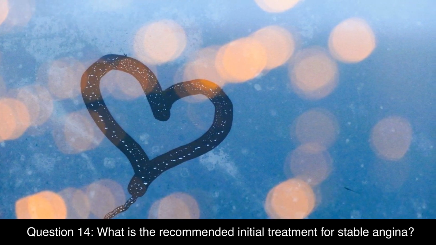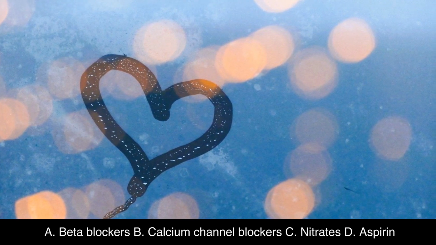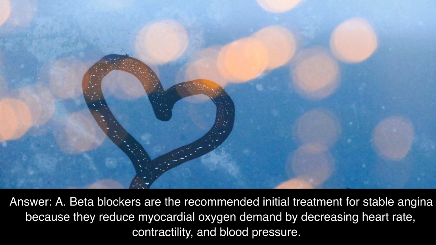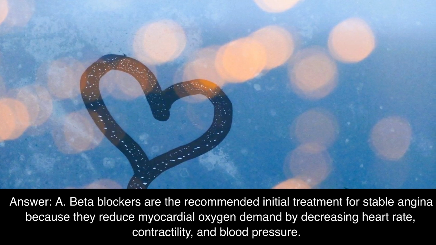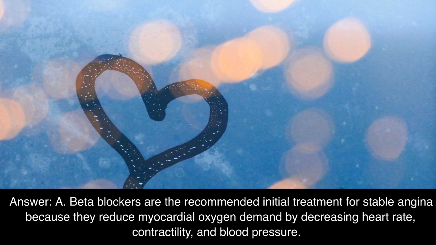Question 14. What is the recommended initial treatment for stable angina? A. Beta blockers. B. Calcium channel blockers. C. Nitrates. D. Aspirin. Answer: A. Beta blockers are the recommended initial treatment for stable angina because they reduce myocardial oxygen demand by decreasing heart rate, contractility, and blood pressure.